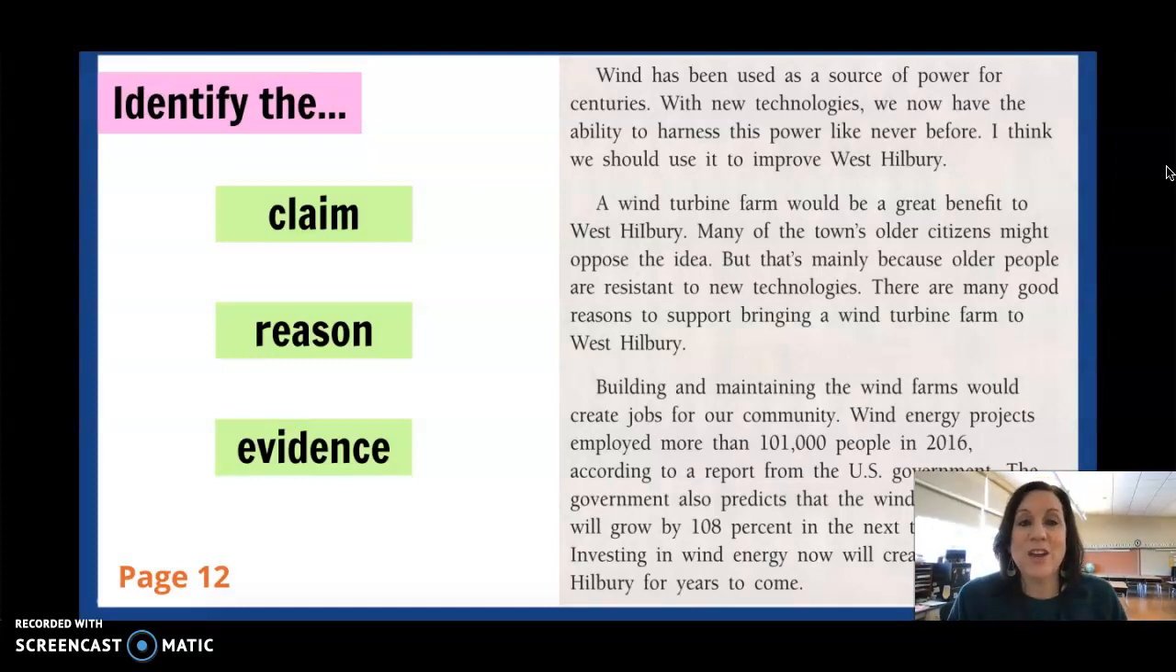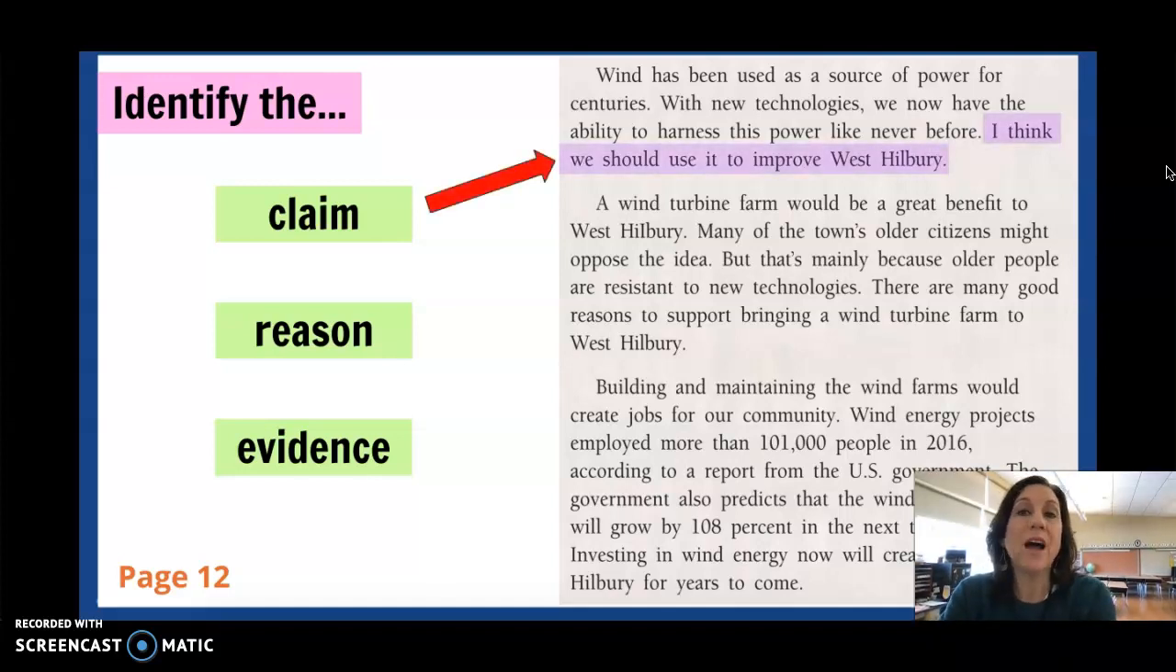Okay, so here we go. Page 12, take a look at it. Let's identify the claim, the reason, and the evidence. So take a look. Let's start with the claim. What's the claim? What's the opinion here? Do you see that?